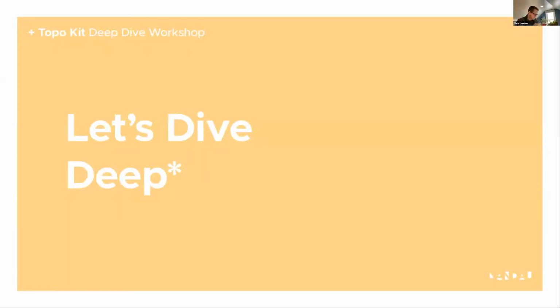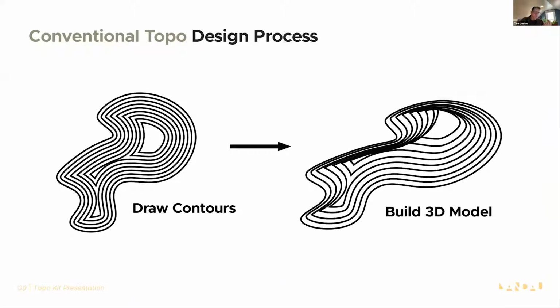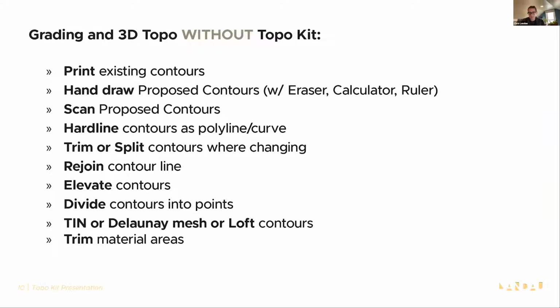All right, so let's dive deep. The conventional topo grading design process is that you draw contours and you figure out all the contours, and then you build a 3D model. And if you have to change the design, that means that you have to redraw the contours and figure all of that out, and then go through the process of building a 3D model.